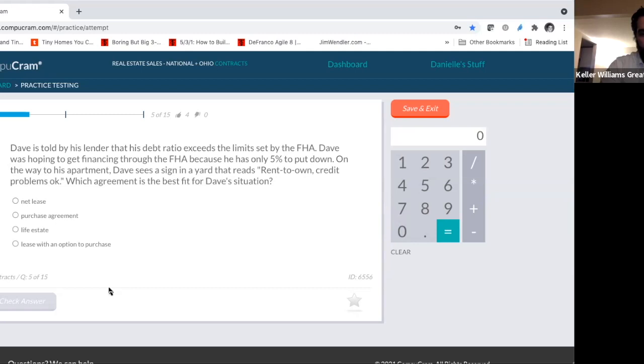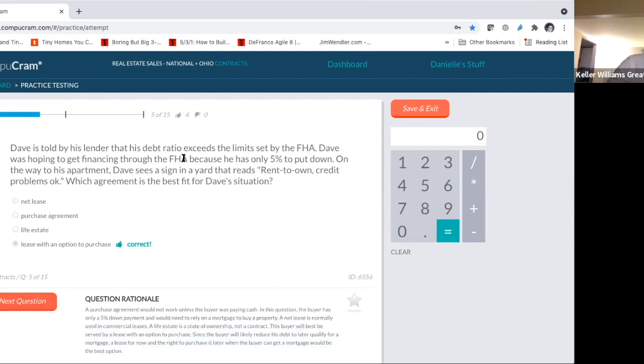And you guys are right. The answer is D. Based on the circumstances, he should rent and then save money and have the option to purchase.